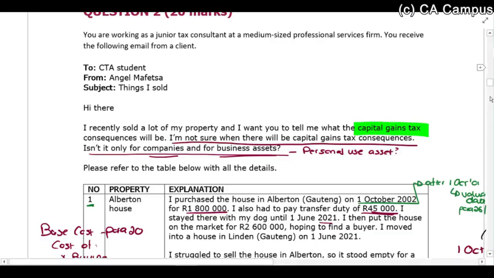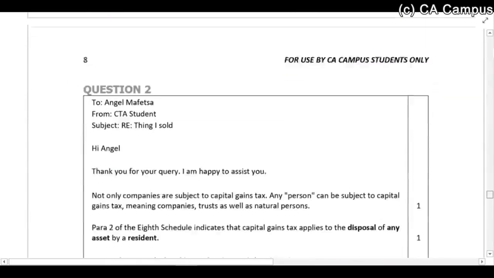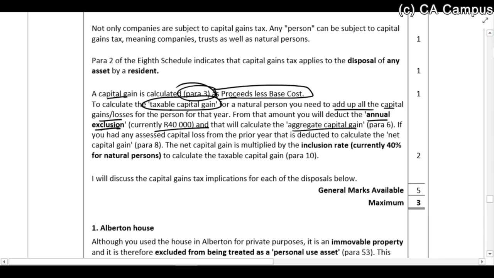So I'm going to just quickly show you. If I take you to the solution, that's the first thing that we talk about here. A capital gain is calculated as proceeds less base cost. Paragraph 3 tells us that. To calculate the taxable capital gain, you add up all of your capital gains and losses. You deduct the annual exclusion. That gives us the aggregate capital gain. You'll deduct any capital loss from the prior year. This sentence, if there was no capital loss in the question, you could leave that out. That should be fine. And then you give the inclusion rate, which gives us the taxable capital gain. That is just putting that calculation in words.